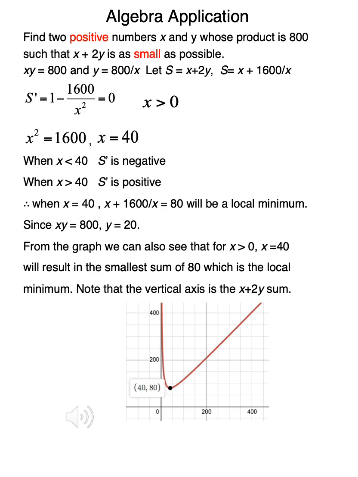And again, also notice in this graph, so there's no confusion, that the y-axis doesn't represent the y in terms of the number y, which came out to be 20. Remember, the y-axis here is representing the sum of x plus 2y, which is written in terms of x, which is x plus 1600 over x.